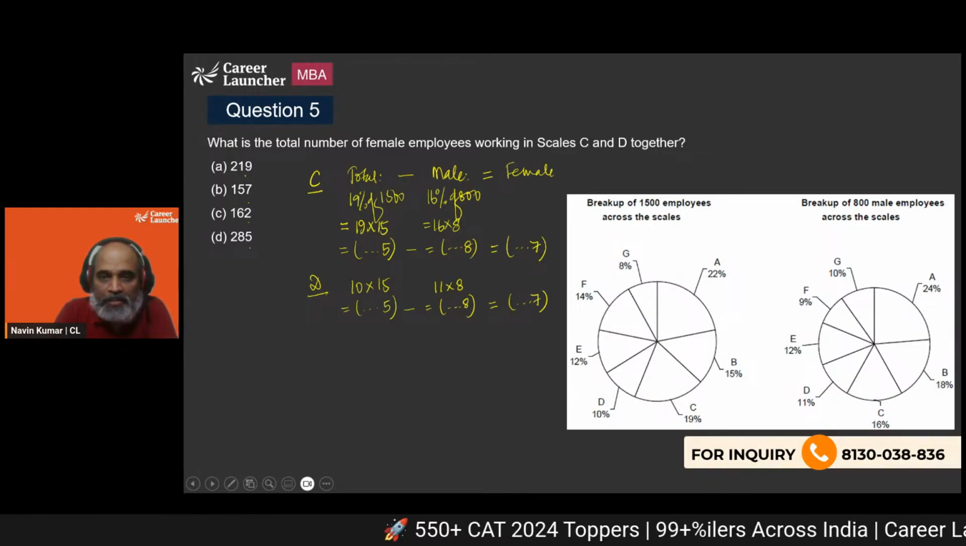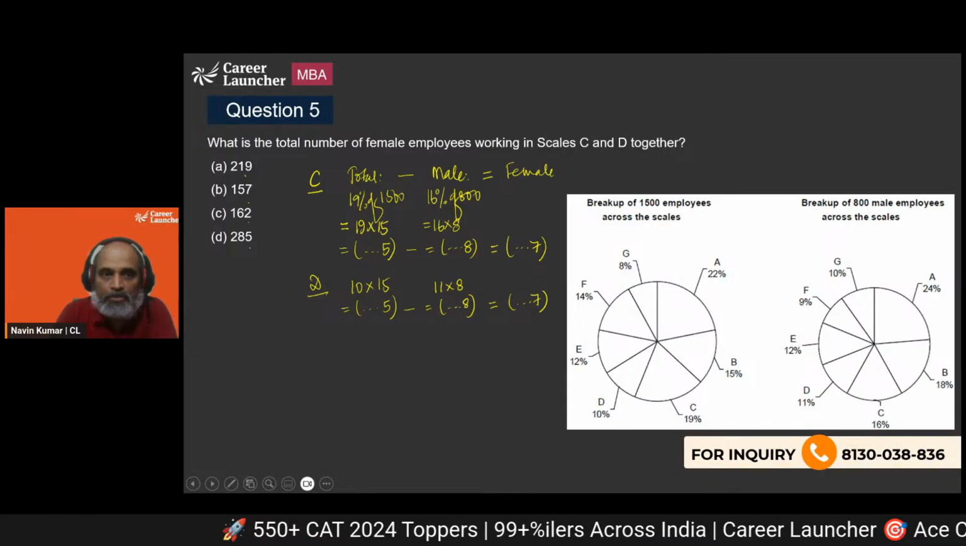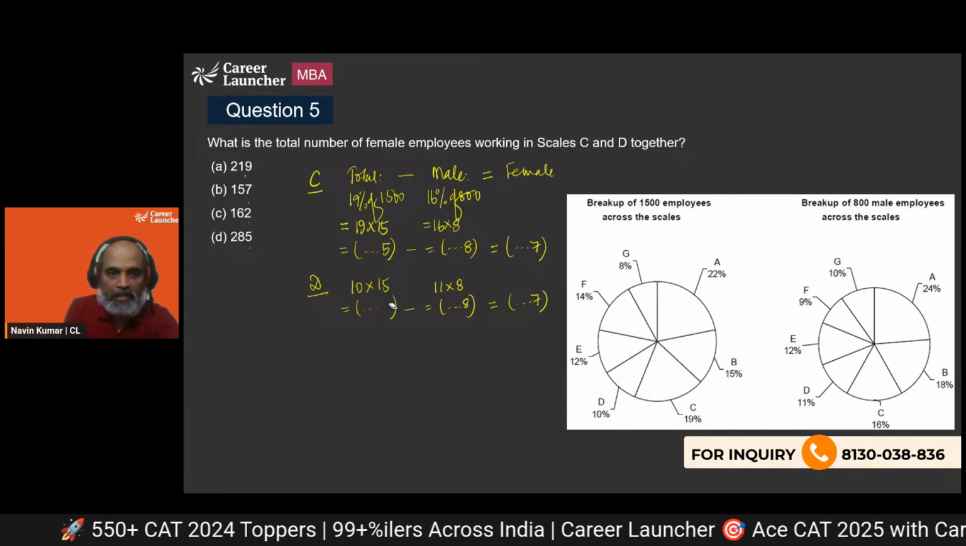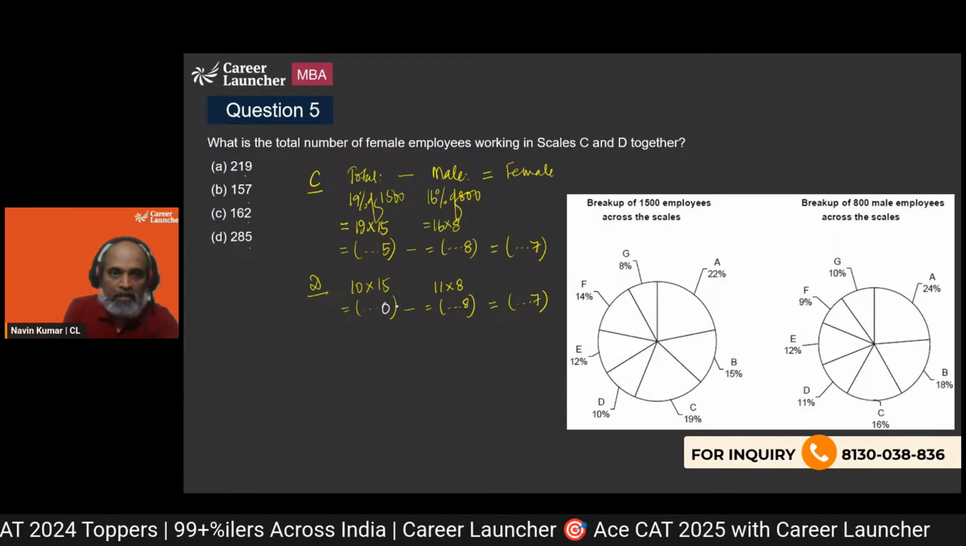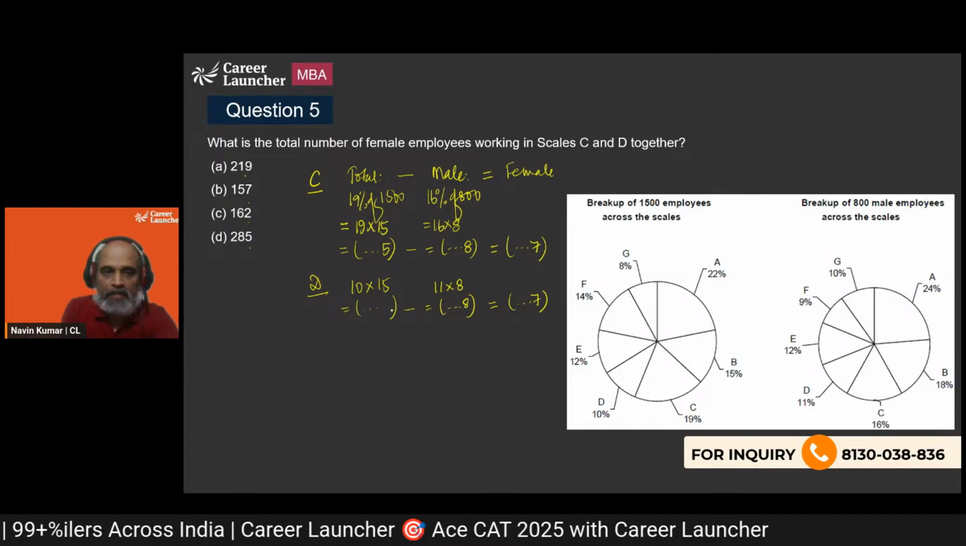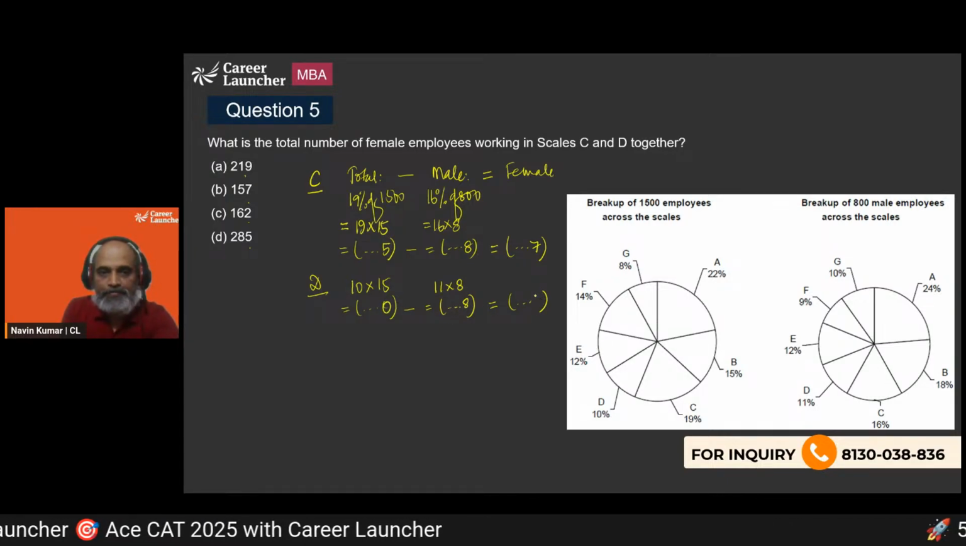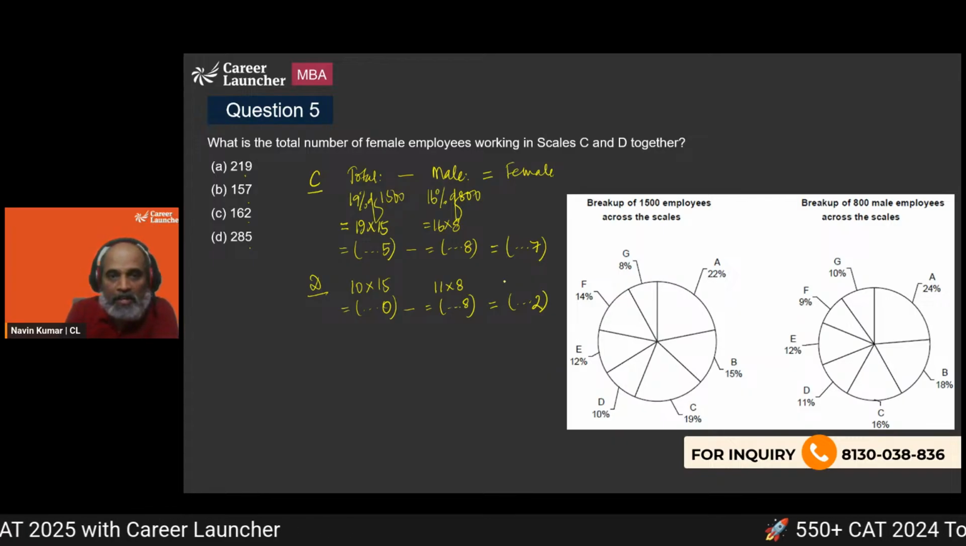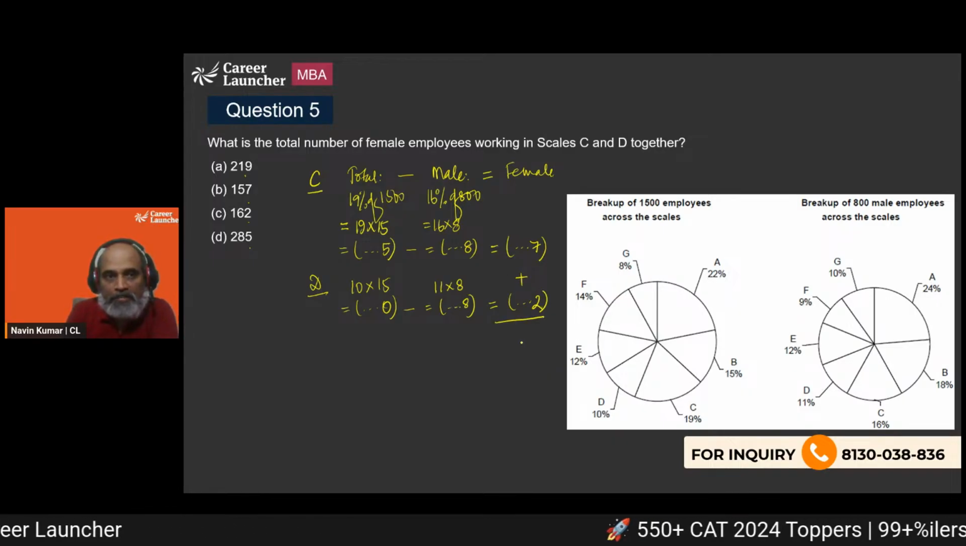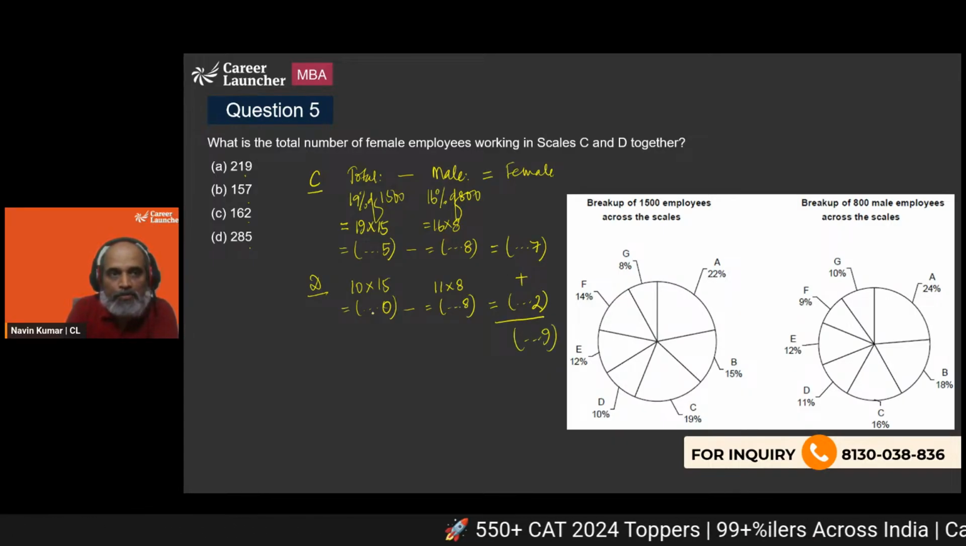10% of 1,500, sorry, it will end in 0, not 5. My bad. So 10 minus 8 is going to end in 2. Right? Now we are supposed to find the total. So 7 plus 2 will end in a 9. So we will get 290.